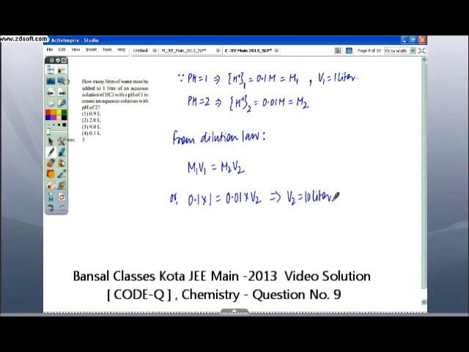Since we have to calculate liters of water which must be added to 1 liter of an aqueous solution of HCl, therefore, liters of water added is equal to 10 minus 1, this is equal to 9 liter. So third is the right answer. Third is the right answer.